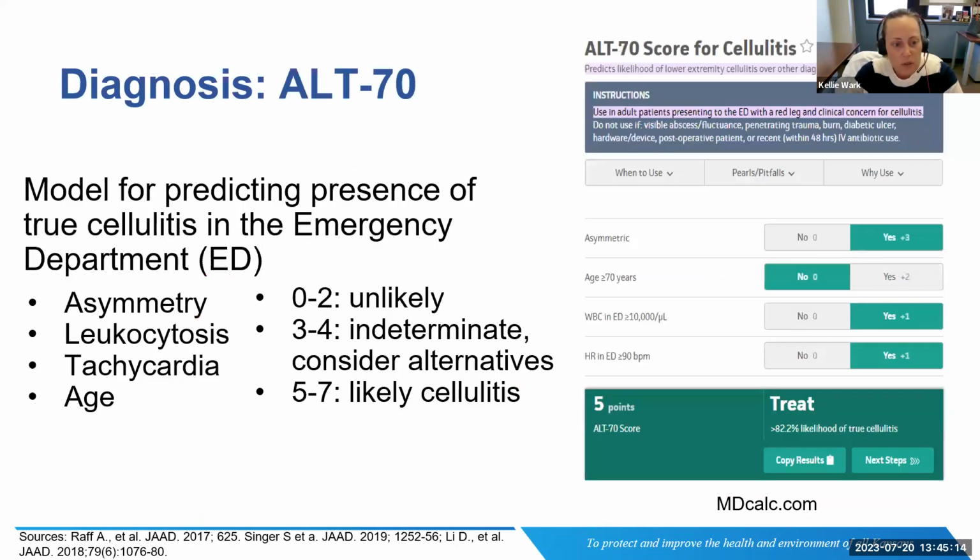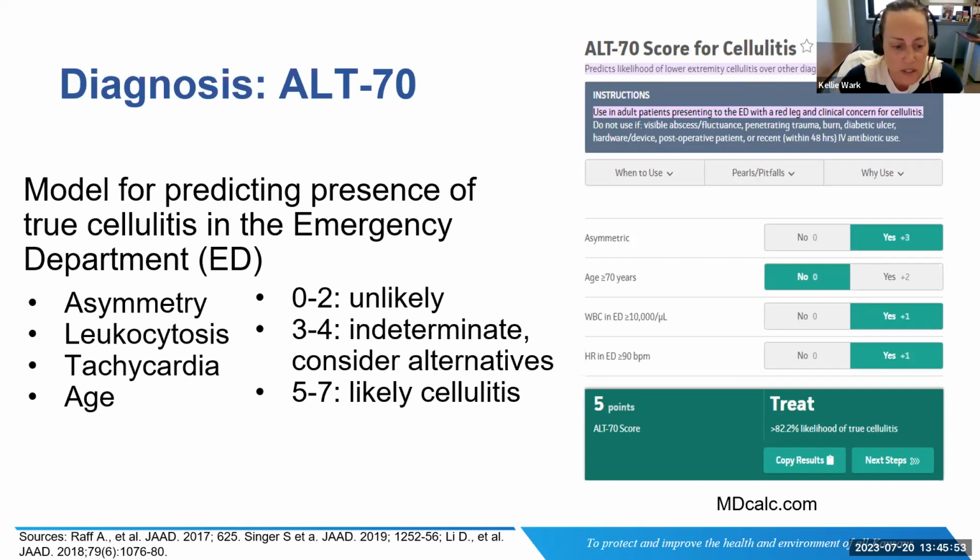One more thing, specifically for cellulitis, is a newer model. If any of the providers use MDCalc for a lot of our calculators, this is there. It's the ALT-70. This was developed specifically for cellulitis. You can plug in these 4 criteria. Is it asymmetric? Are they over 70? Do they have an elevated white blood cell count? This was developed specifically for the ED setting, but it could really be used anywhere. And then heart rate over 90. Then it will give you the score.